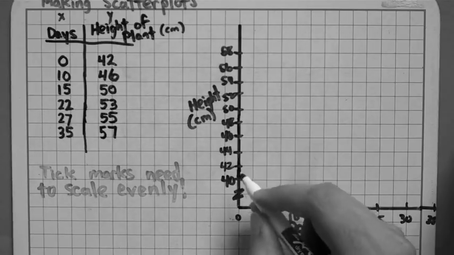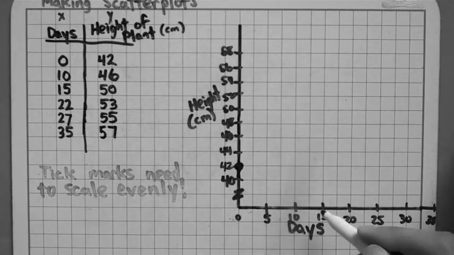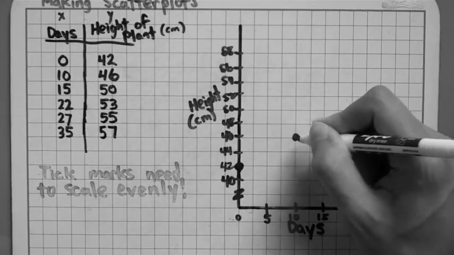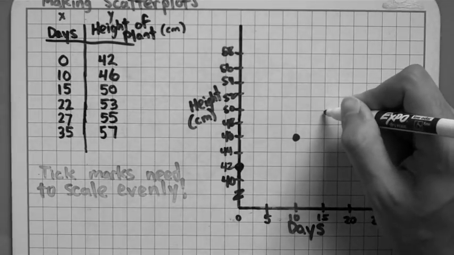So for instance, we had 0 comma 42, we had 10 comma 46, and it's going to keep going like this. So I'm just plotting your points right here. I'm going to probably fast forward this part in the video so you guys don't have to watch me plot a bunch of points.